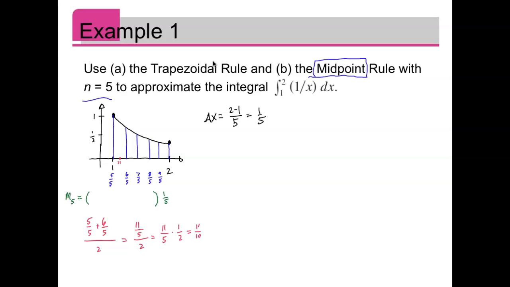All right. So the first midpoint I'm going to use is 11/10. I'm going to plug that into my function, and that'll give me this y value up here, which is going to be the height of that rectangle.